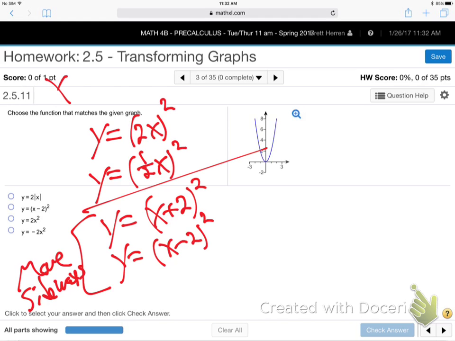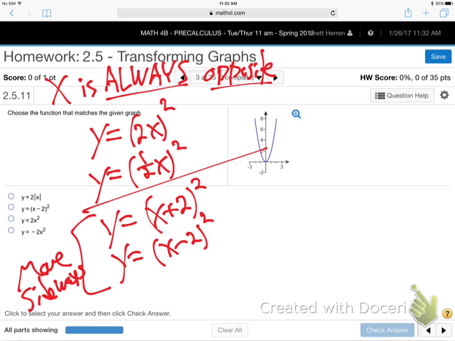And remember, x is always, not sometimes, but always opposite. Y is normal, but x is always. And it's so easy to forget that. Always the opposite of what you would naturally think it would do. All right, so let's go down here. What does this one do now? What does x plus 2 in the parentheses do? Left 2. And the minus is right, because again, it's opposite. Minus is right and plus is left.